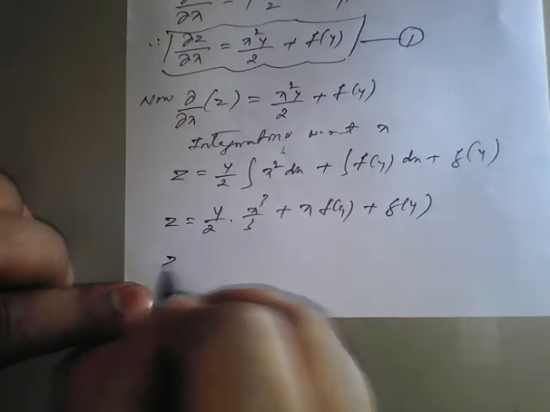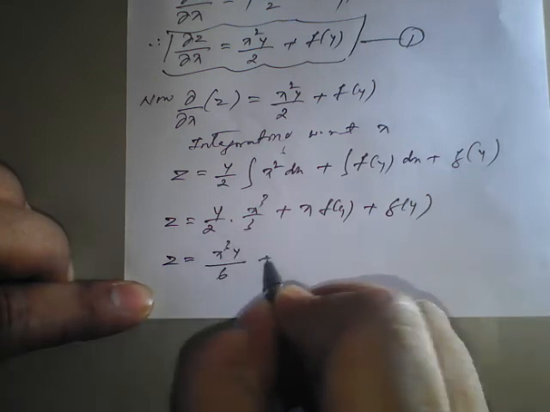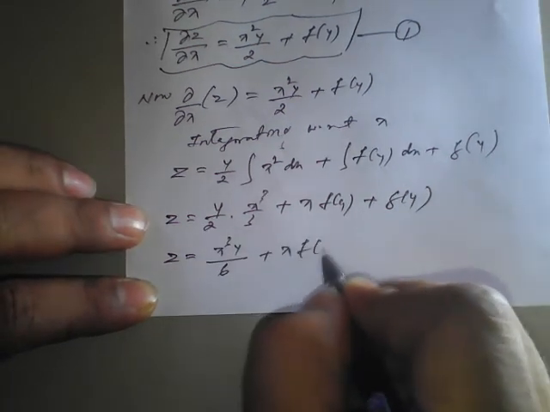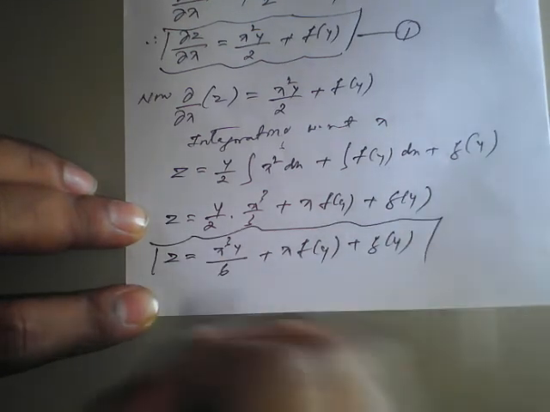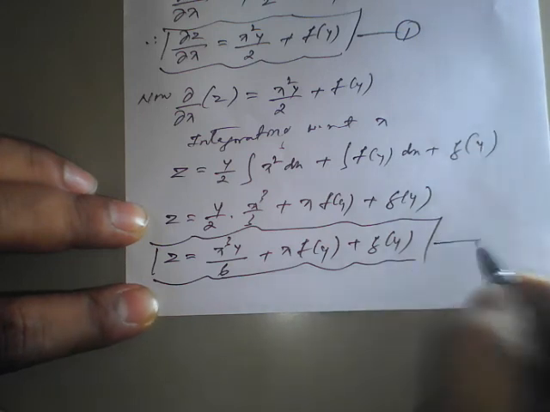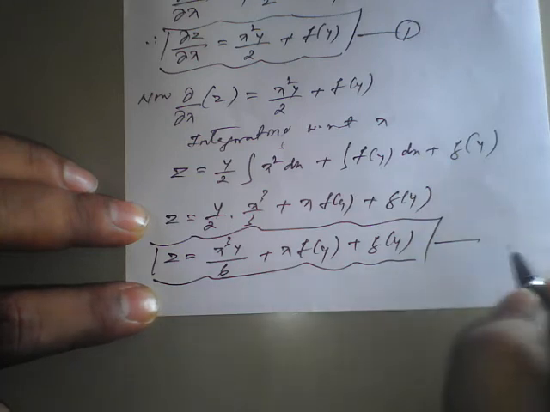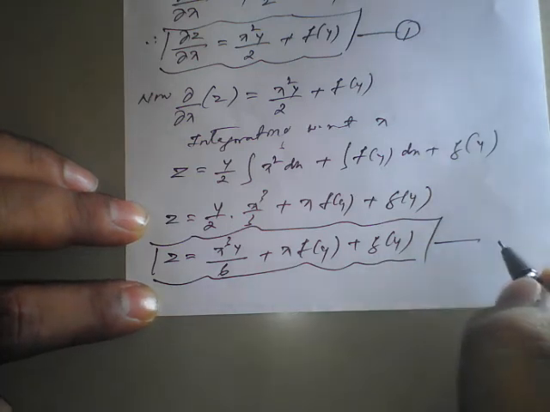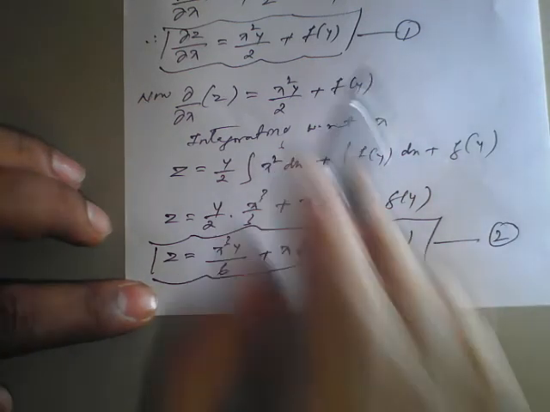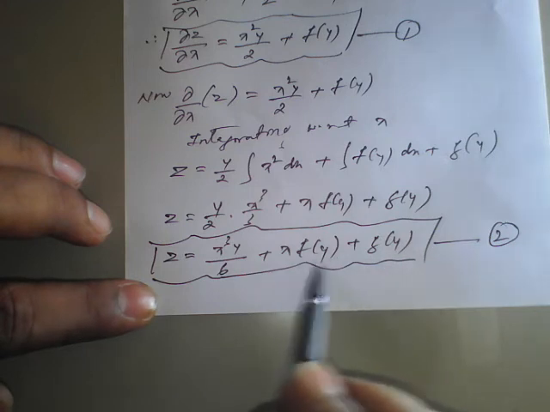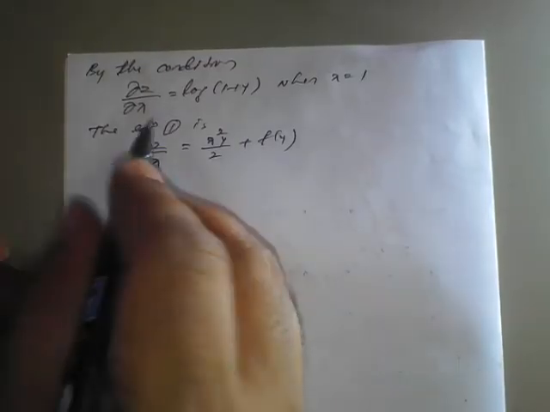So finally, rearranged, z is equal to x³y/6 plus x into f(y) plus g(y), which will be the equation in terms of your variables x and y with the integrating constants f(y) and g(y), and we give it equation number 2. Now 1 and 2 we will solve by using the conditions, so we'll get the values of f(y) and g(y) and we'll apply them finally here. Now the conditions will apply here.